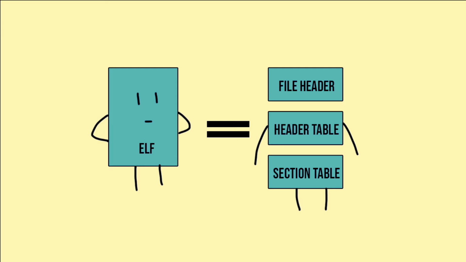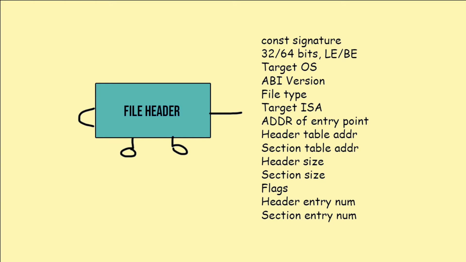Okay, so an ELF file is divided into different components, but most important is the file header, the header table, and the section table. The file header is the very first 64 bytes of the file, which stores information such as if this file is 64-bit or 32-bit format, little or big endian, target OS type, and so on. But the most important info here is the offset of the header table and section table, which can help us locate these next two structures.